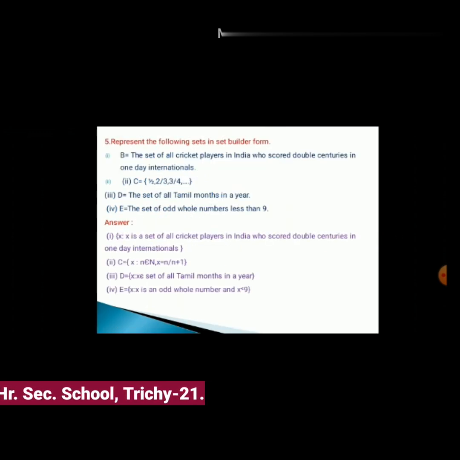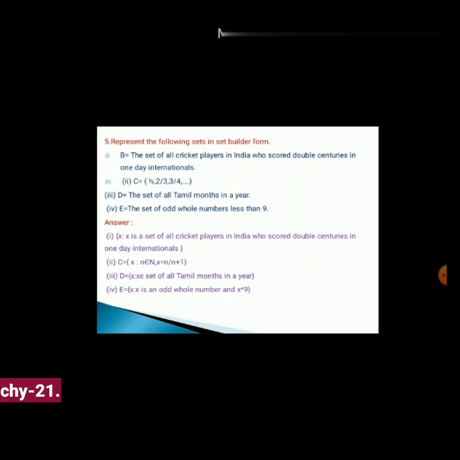In the fifth question, represent the following sets in set builder form. Already we know set builder form means listing by some rule. First question: the set of all cricket players in India who scored double centuries in one day internationals. This starts with the statement "the set of", so it is descriptive form. We change it into set builder form. So the answer for the first one: X such that X is a cricket player in India who scored double centuries in one day internationals. This is the first one.